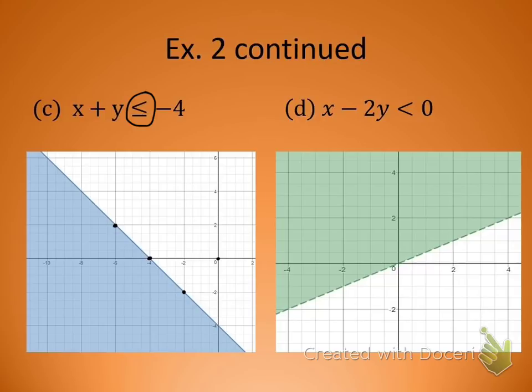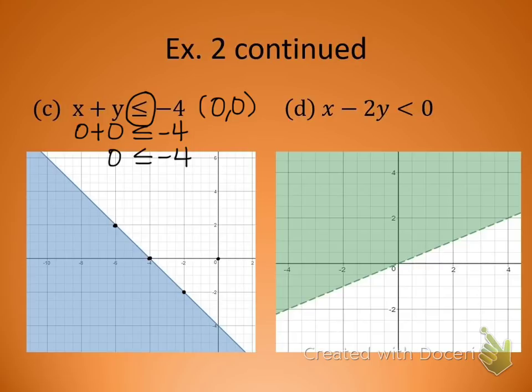Let's test (0, 0) because I like (0, 0). If we plug (0, 0) in, we have 0 plus 0 is less than or equal to -4. So 0 is less than or equal to -4. Now, is that a true statement? Absolutely not. 0 is not less than or equal to -4. So notice, they did not shade on top of (0, 0). They shaded away on the other side of (0, 0).